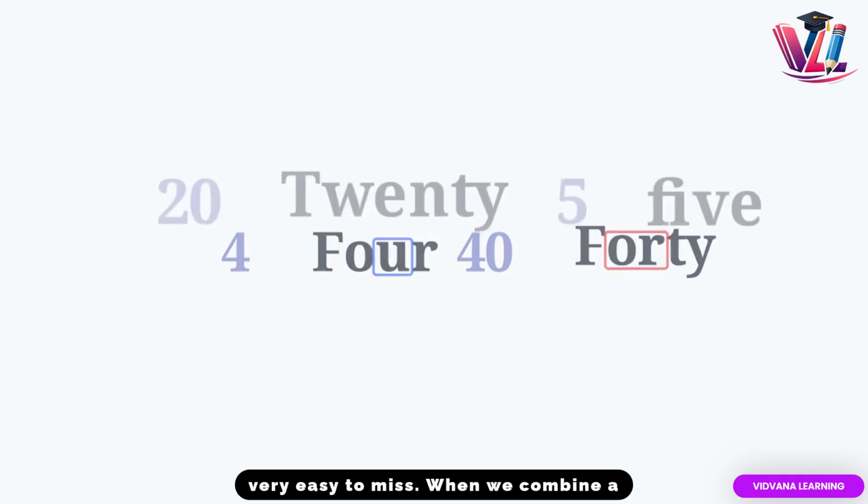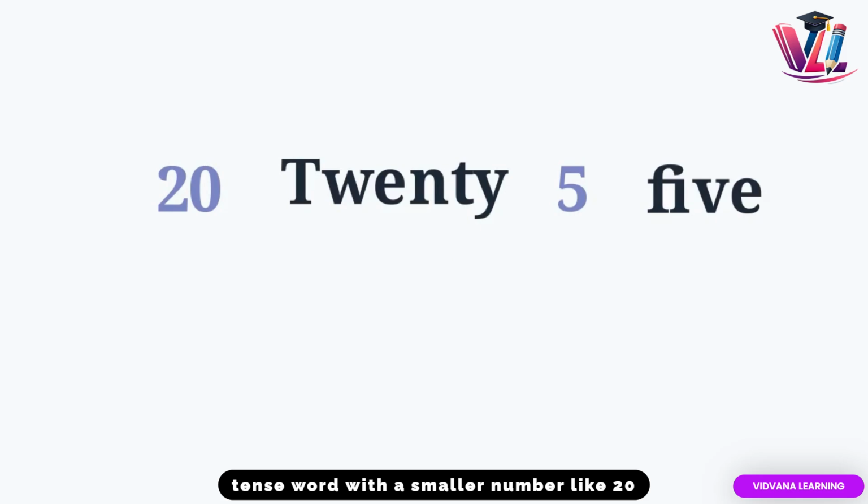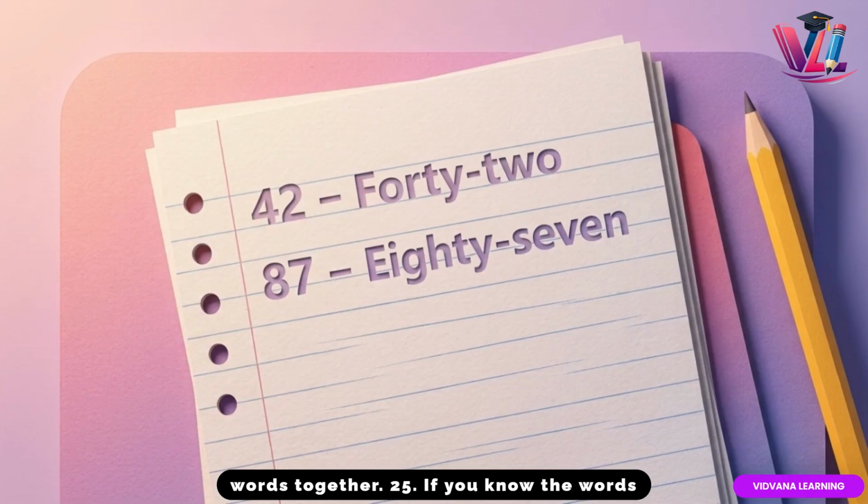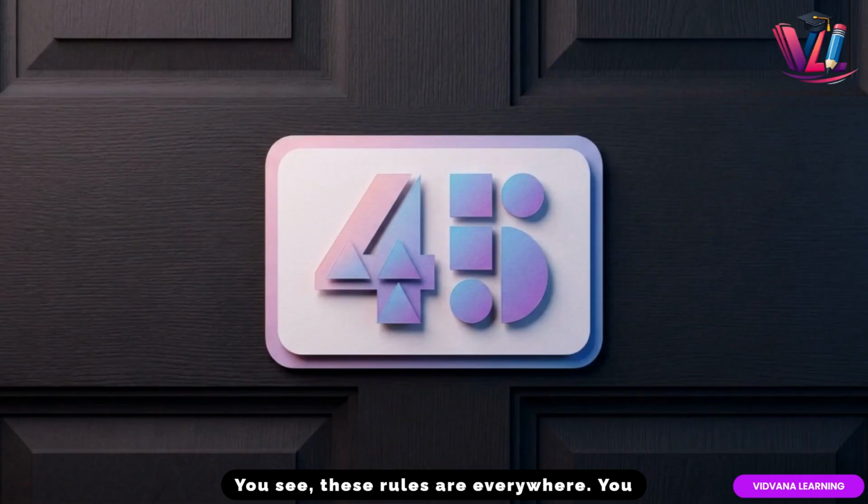When we combine a tens word with a smaller number, like 20 and 5, we use a hyphen. This little dash acts as a bridge to hold the two words together: 25. If you know the words for the tens and remember that hyphen rule, you can write out almost any two-digit number you see. These rules are everywhere. You use them when you're looking for a house number on a neighbor's door or reading a street sign.